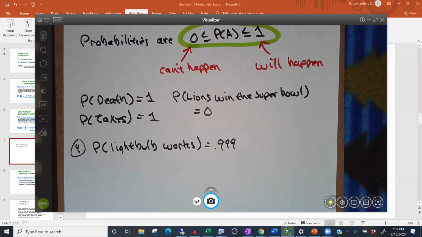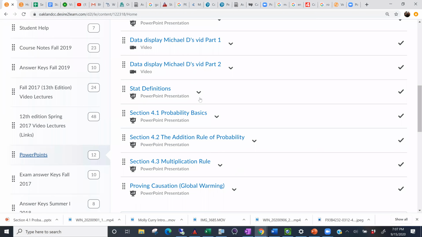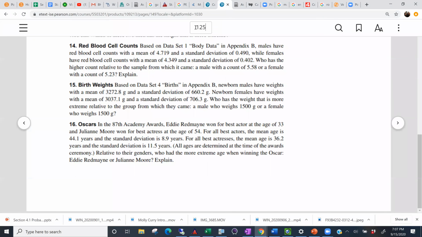Let's do a few more from the book. Let me go back to the book. The problems in this part of the homework come from page 143. So let me pull that one up here. 143.